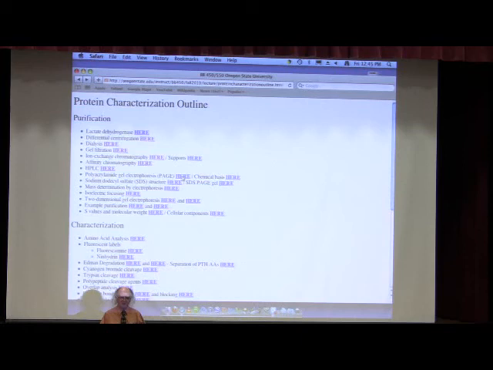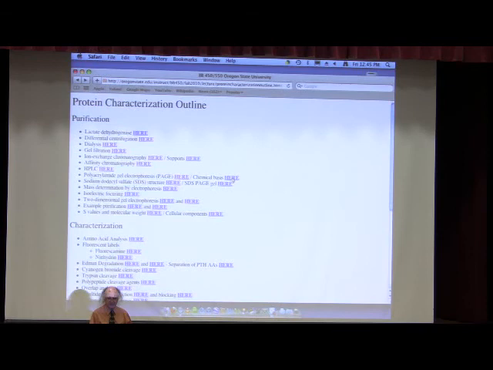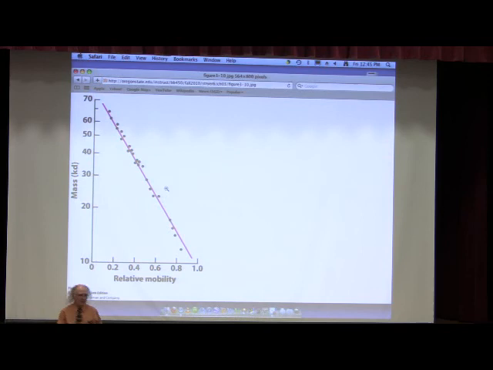Actually, I'll tell you what I've done. I'll make it even simpler. I'm going to talk about a technique called gel electrophoresis. How many of you have run gels? Oh yeah, everybody's run gels. You run gels in high school now. Back in my day, it was pretty unusual to run a gel.